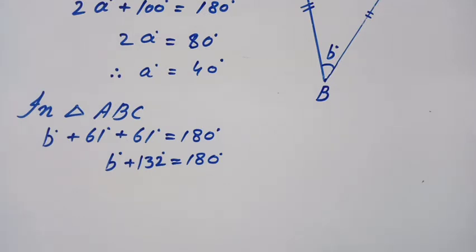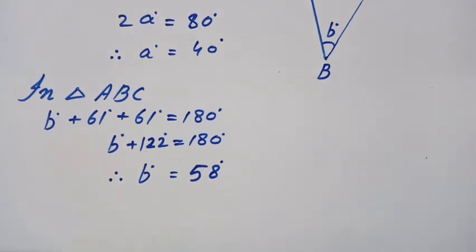B plus 122 degree equal to 180. Now this 122 shifted to the other side with change in its sign. B equal to 58 degree. Hence angle B is found 58 degree, right?